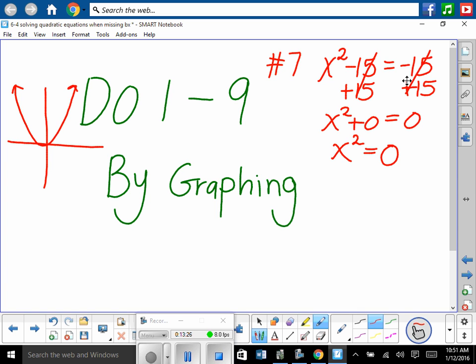So where's it touching down? At what x value? 0. So x is equal to 0. It's only touching down at one spot. X is equal to 0. Does that make sense, everybody? Okay.